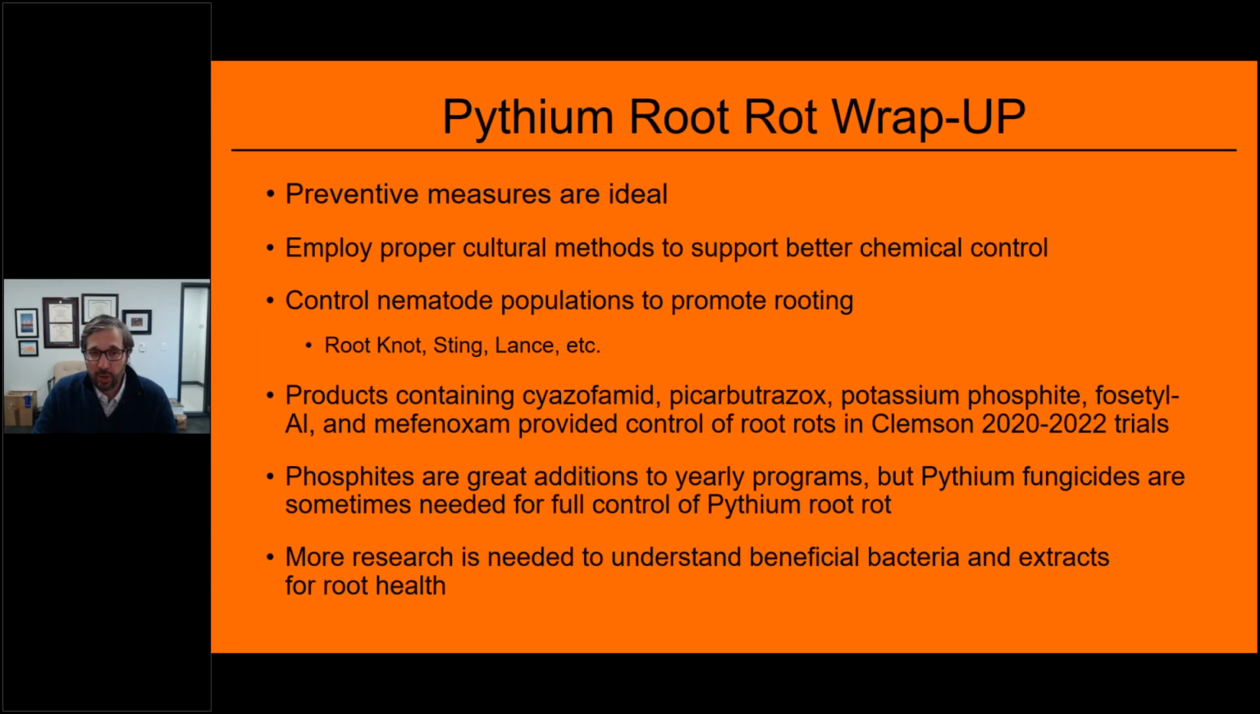We do recommend controlling nematode populations, again, to promote rooting, but we haven't really been able to discern an interaction between Pythium root rot or Pythiums with the specific nematodes from our research. Products like cyazofamid, picarbutrazox, potassium phosphate, and others definitely have shown some control of root rot in our trials, and I definitely recommend incorporating them. And again, utilizing all of these different active ingredients is really important to developing a rotation program so that you can adequately prevent resistance at your particular site. We do still recommend phosphites, but recommend these more true Pythium fungicides when environmental conditions are severe for promoting Pythium root rot.